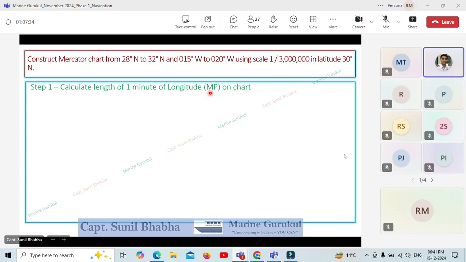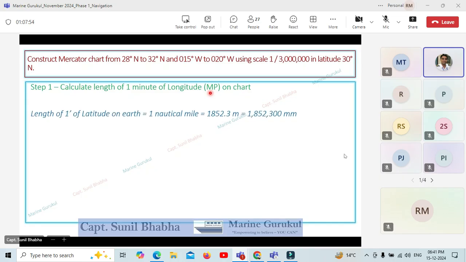We cannot use the latitude scale here because if we use 1 minute of latitude, we are aware that in different parts of the chart, the length of 1 minute of latitude keeps on changing, thus making it difficult for us to construct the chart.